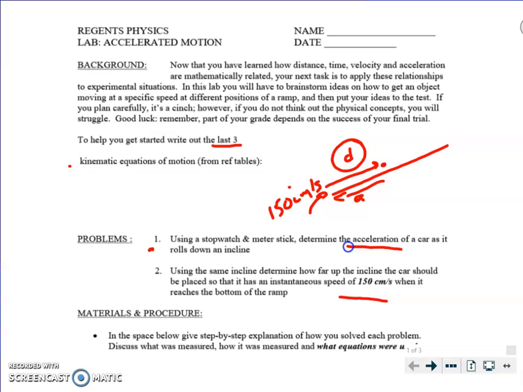And then once you make that prediction, I'm going to, on the video, show a car rolling from various positions to see how fast it's going. You're going to choose the trial which matches your prediction of d and see how close to 150 it really is.